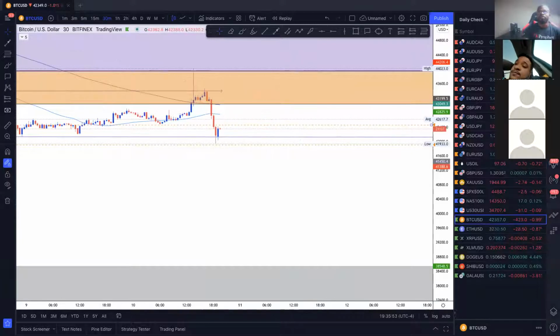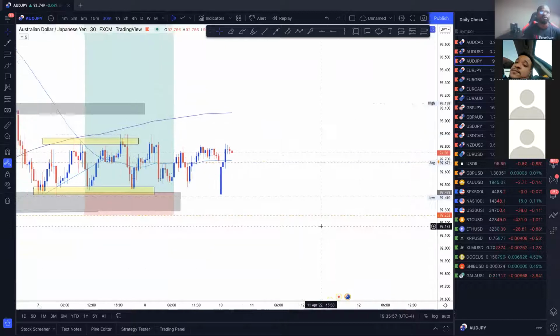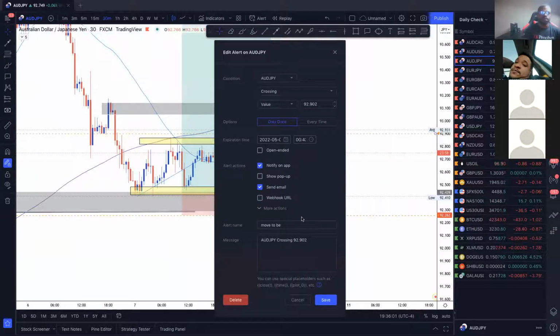So we got our alerts set on BTC. From AUD JPY, we saw that we're pretty much in this same range. So we'll set alerts for the same reason, just to let us know when we should come back to maybe look for an entry. Why does this thing keep putting 2 Bs? All right.